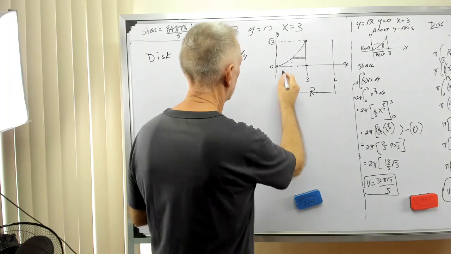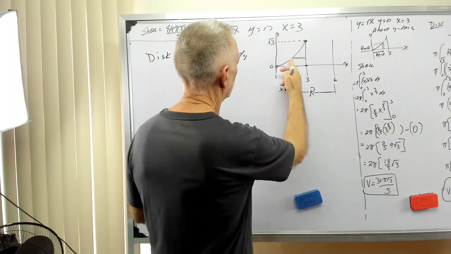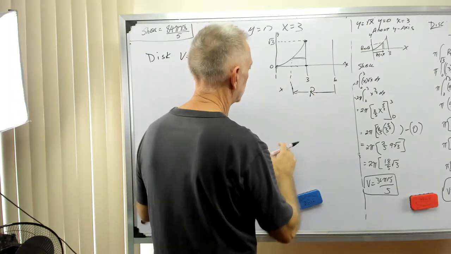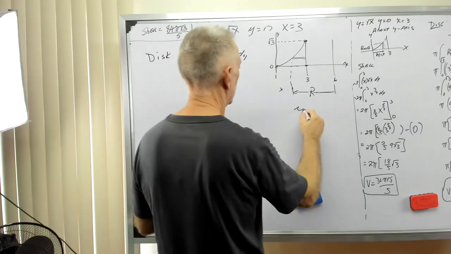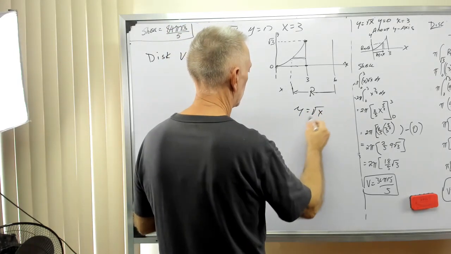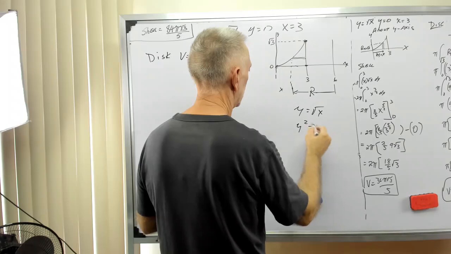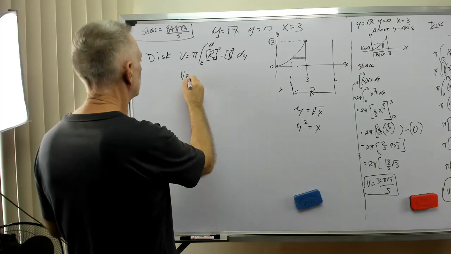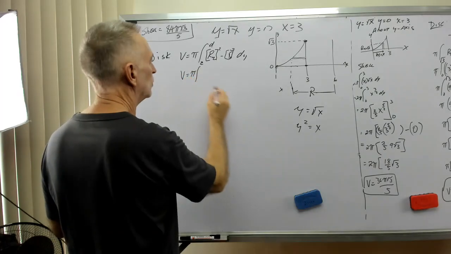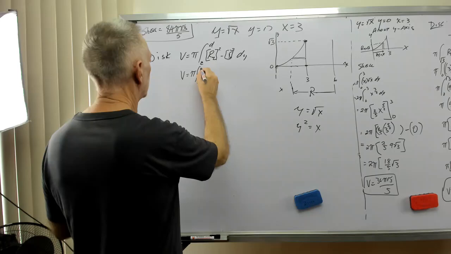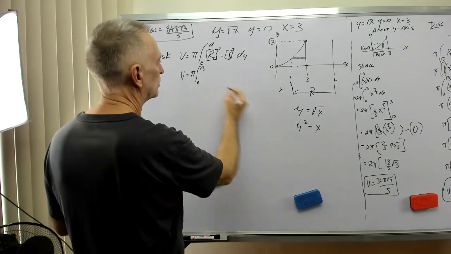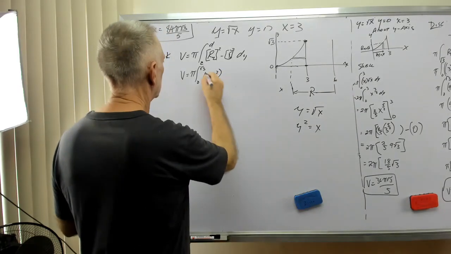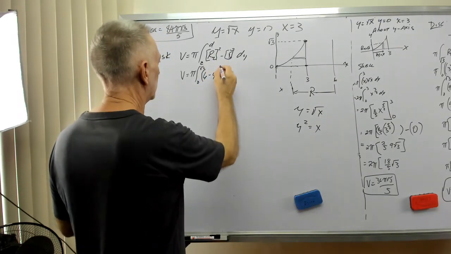Well, how do I calculate that? If I use an x here, wherever this point is, that would be x. So 6 minus x. But what is x? If y equals square root x, if I square both sides, y squared equals x. So this would be 6 minus y squared. So my volume is pi times the integral from 0 to square root 3 of 6 minus x, or 6 minus y squared. So that's r of y squared.